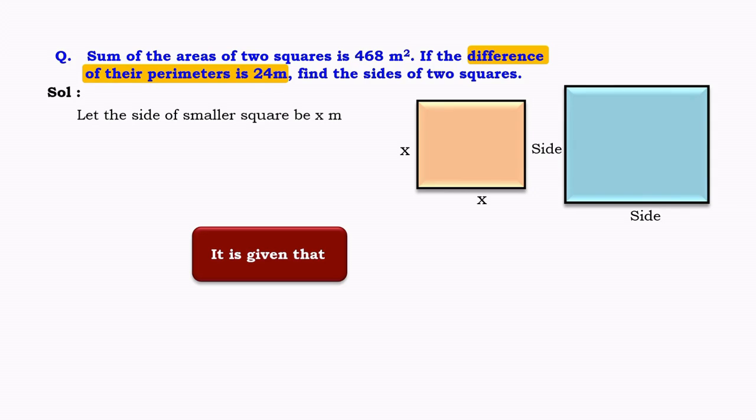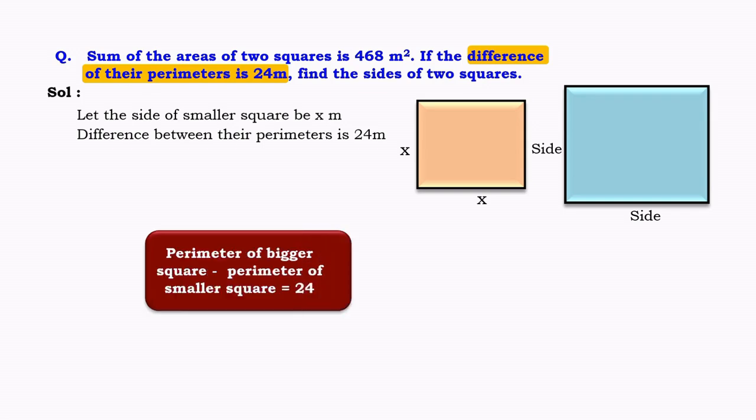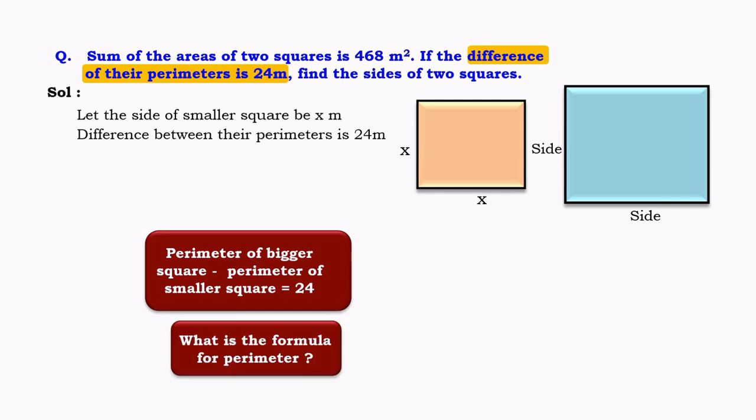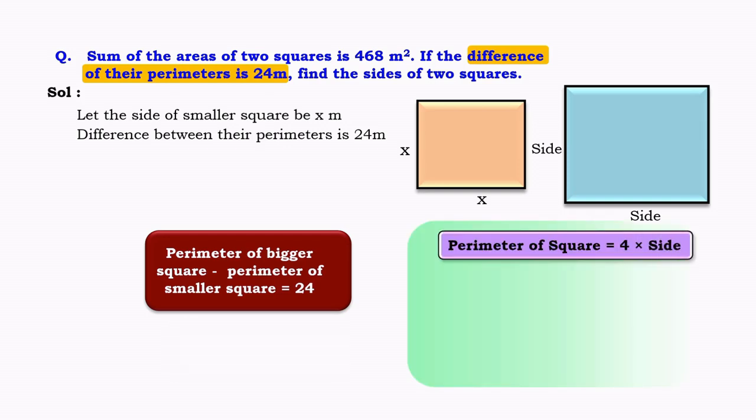The question states that the difference between the perimeters of the two squares is 24 meters. In other words, perimeter of the bigger square minus perimeter of the smaller square equals 24 meters. To use this information, we first need to recall the formula for the perimeter of a square. Let us do that in the next step.